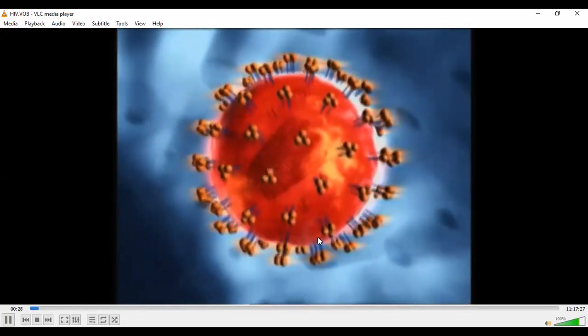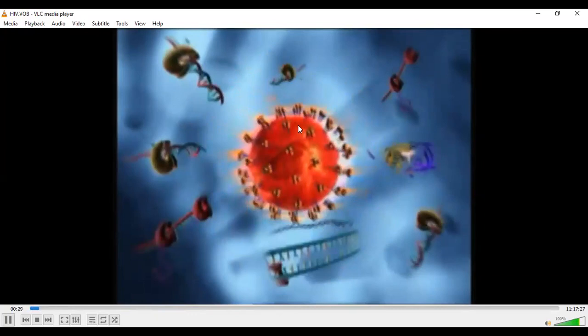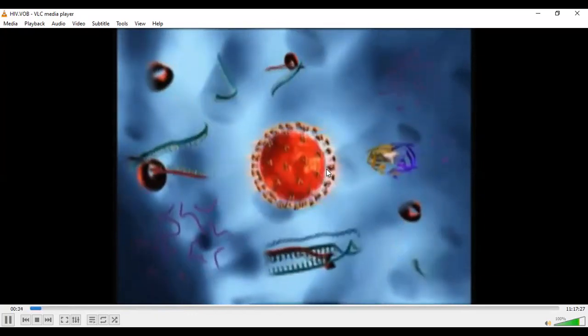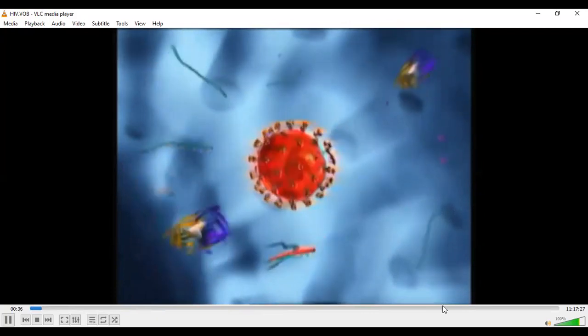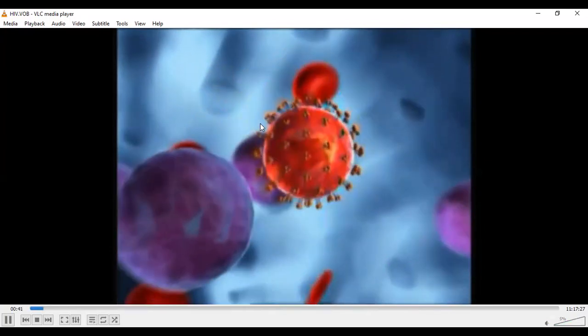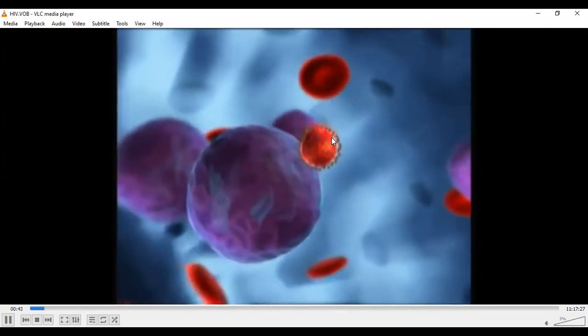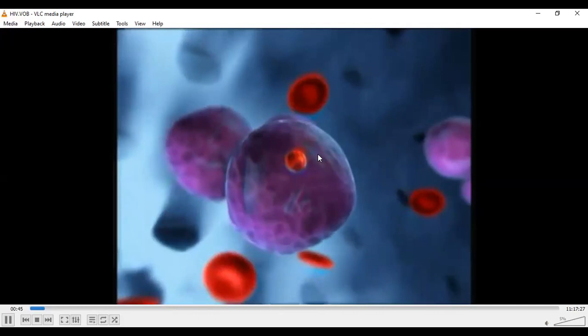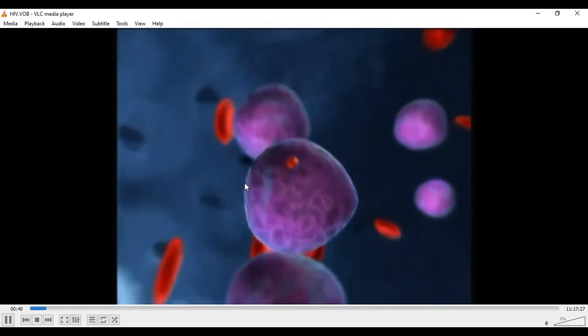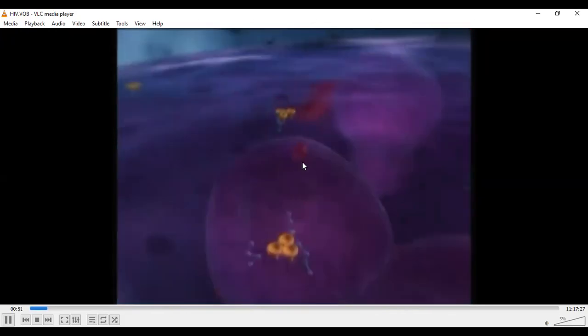So this is the virus. We have the glycoprotein, that is the spikes, and it is therefore a potential target of antiretroviral drugs. So the virus gets attached to the cell. It moves towards the cell here.